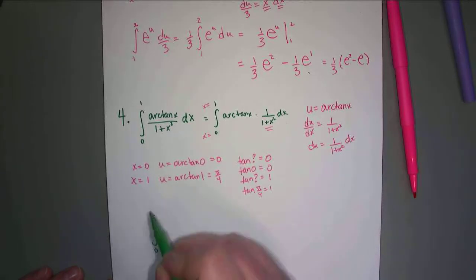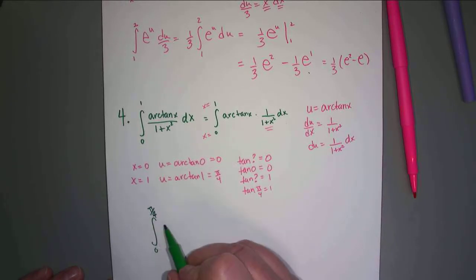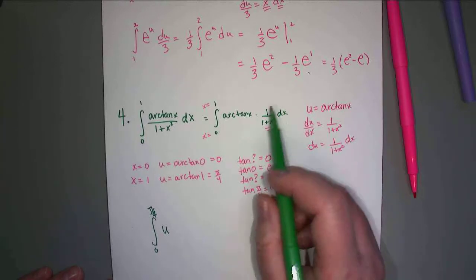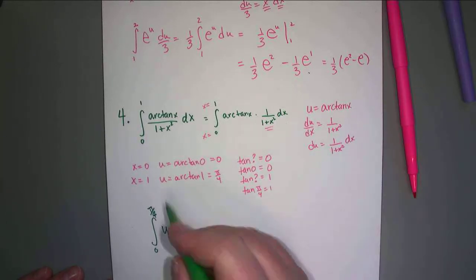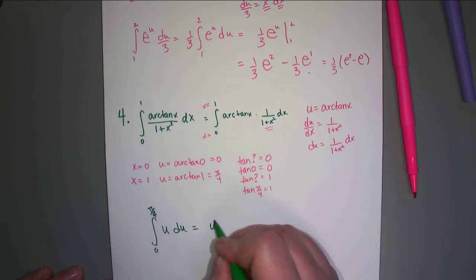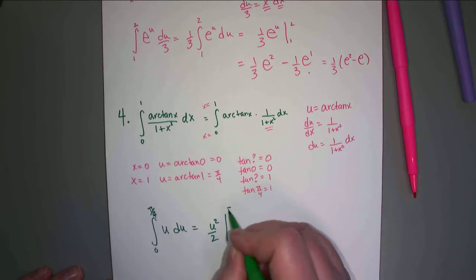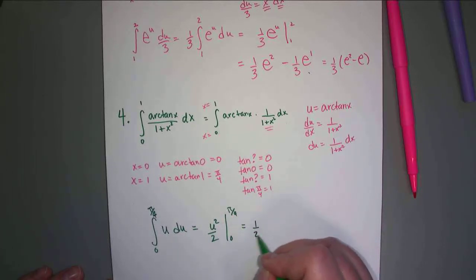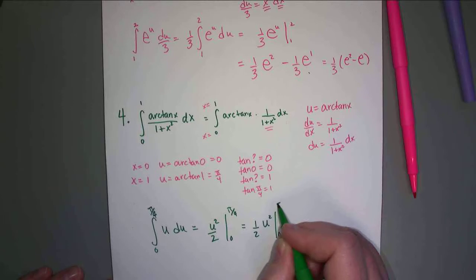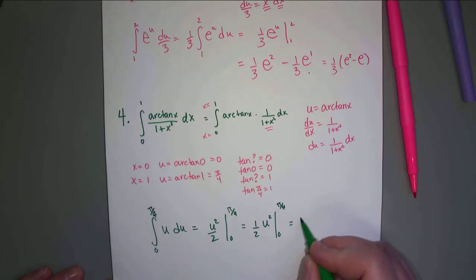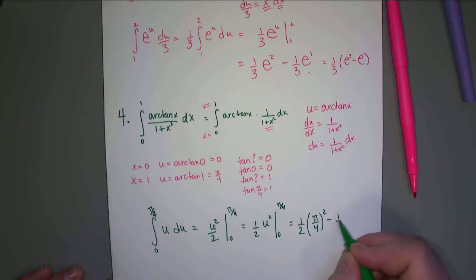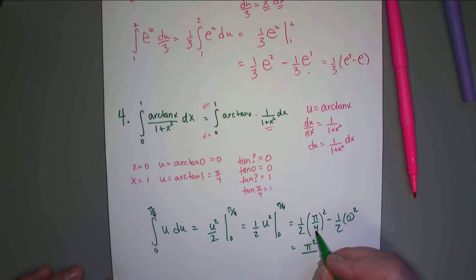0 stayed 0, and this was now pi over 4. Arctan is u, and this stuff was du, just du. So u squared over 2. Just going to move the 1/2 out front to make this easier to plug in. So 1/2 times pi over 4 squared minus 1/2 times 0 squared, pi squared over 2 times 4 squared is, that's 16, so 2 times 16, 32. That would be your answer.